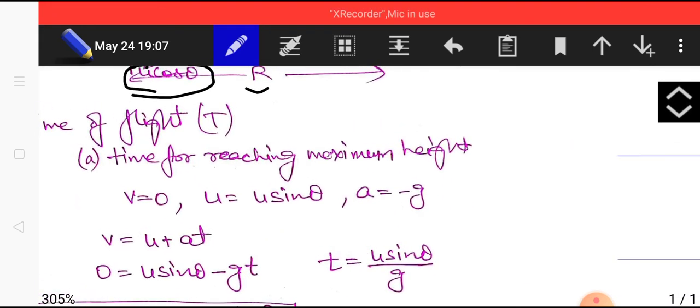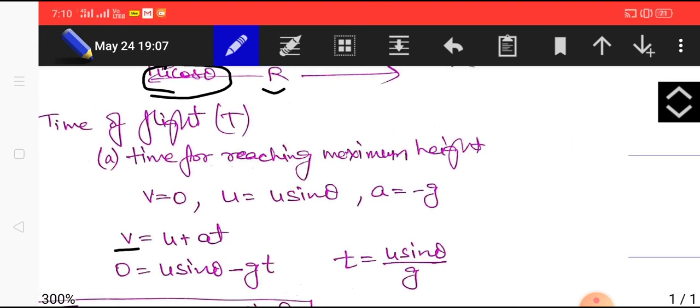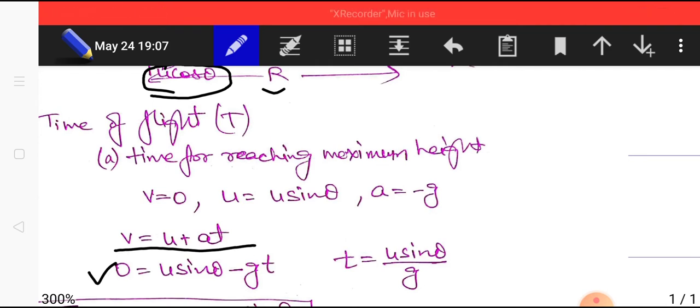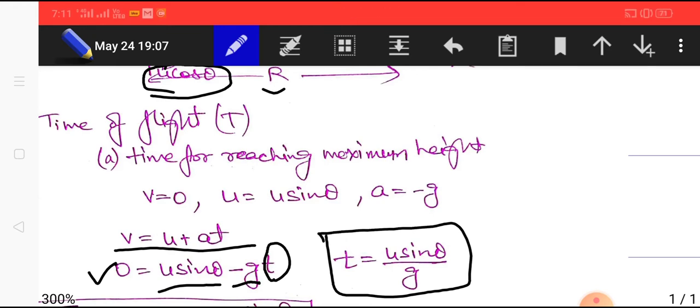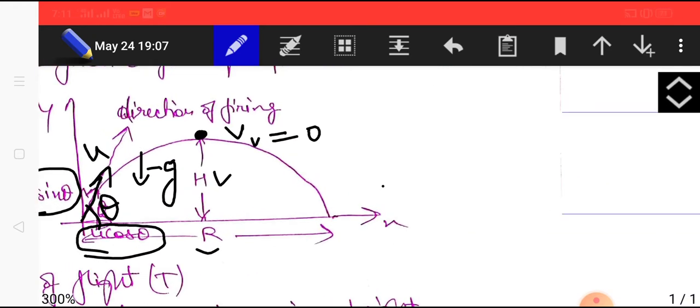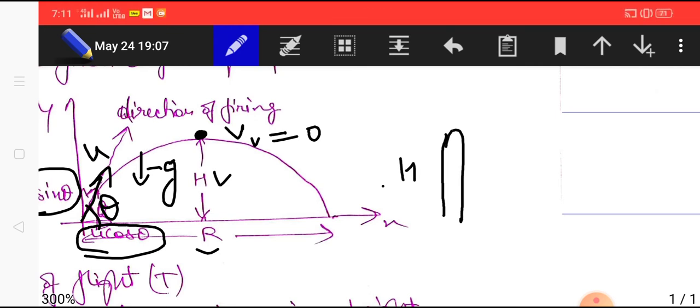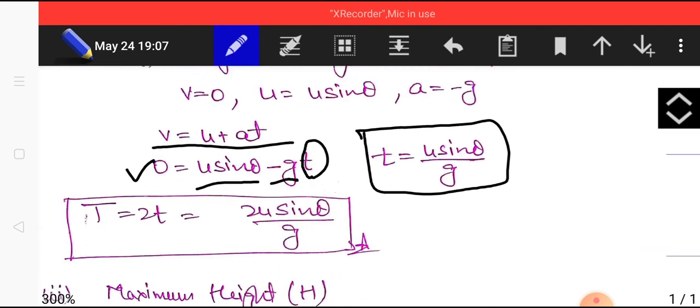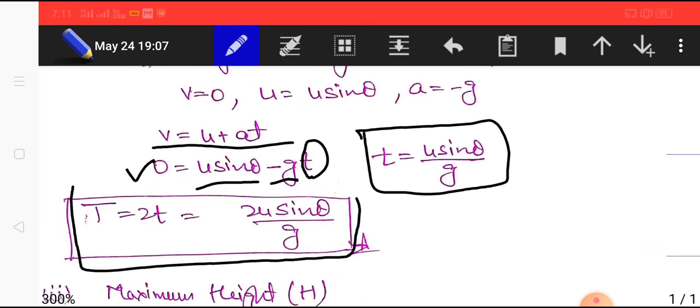Putting these values in the equation v = u + at: final velocity is 0, initial velocity is u sin theta, acceleration is minus g, and t is the time in which the projectile will reach the maximum height. So t is equal to u sin theta by g. Dear students, we know that the time taken by an object in reaching some height is always equal to the time taken by the object in coming back from that height. So if half of the journey is traveled in t time, then the full journey is traveled in t plus t, 2t time. So time of flight is 2u sin theta by g.